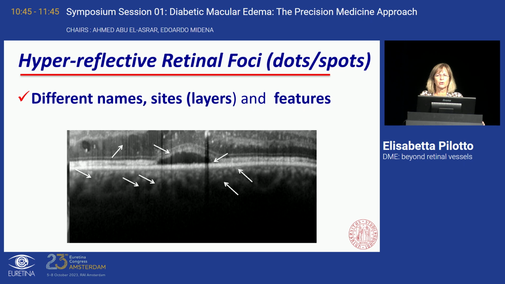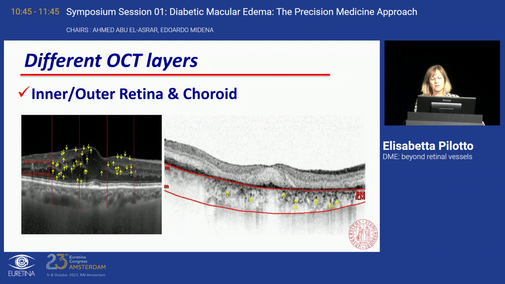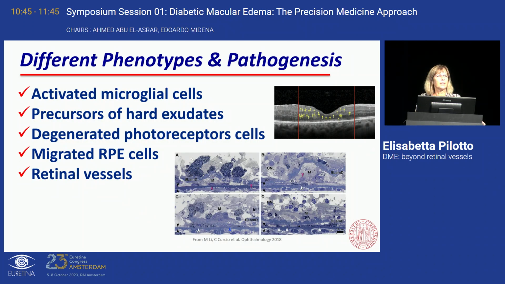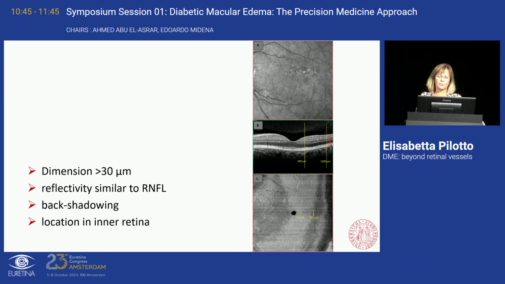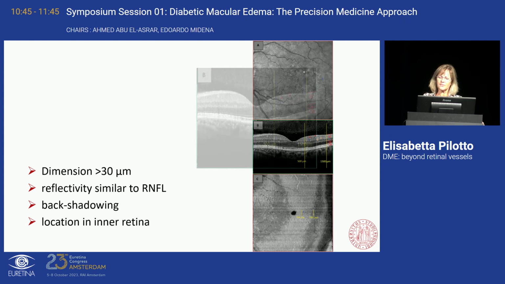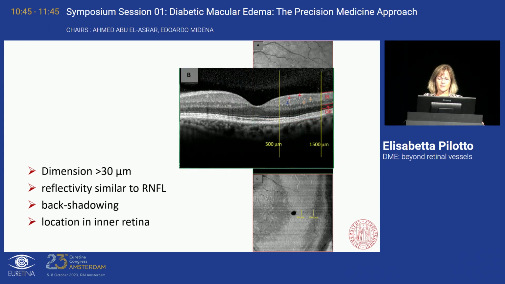These foci, those spots, have different names, different sites, different OCT features, of course, and they can be observed in the inner and the outer retina and the choroid too. And they have different features and different pathogenesis according to their OCT findings. As a matter of fact, if we analyze specific hyperreflective foci with these characteristics, they are retinal vessels.